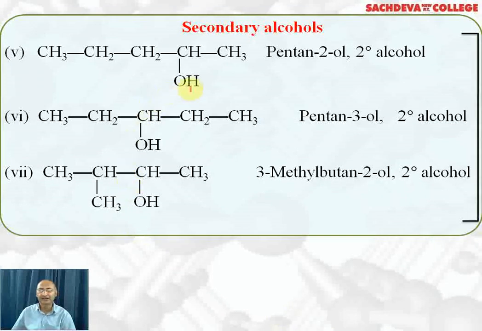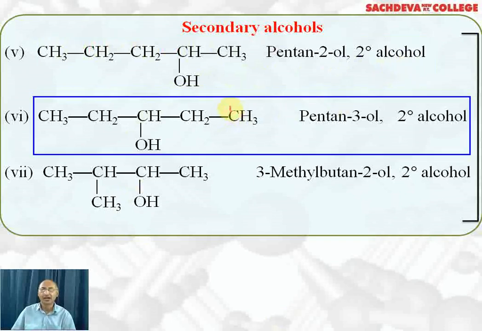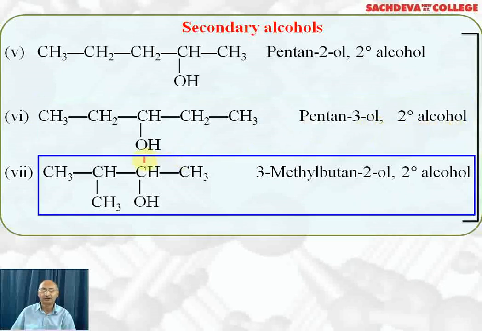Next we have secondary alcohols. 1, 2, 3, 4, 5. Pentan-2-ol. This is a secondary alcohol. 1, 2, 3, 4, 5. Pentan-3-ol. This is also a secondary alcohol. Another possibility is 1, 2, 3, 4.